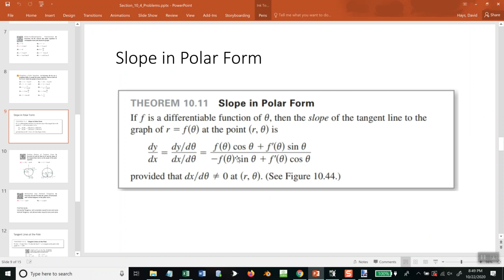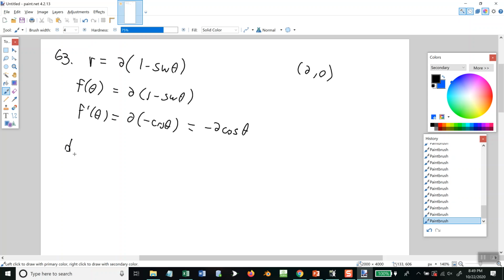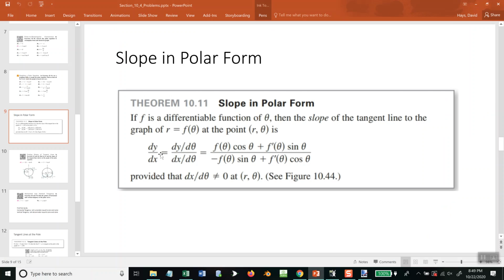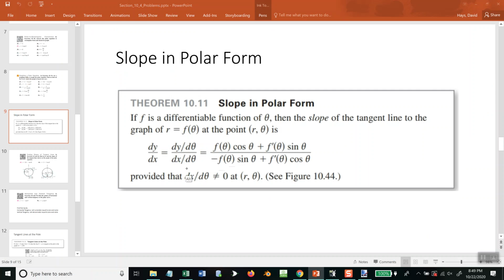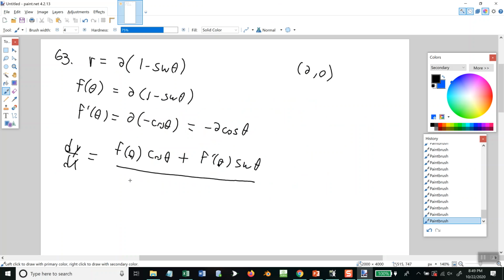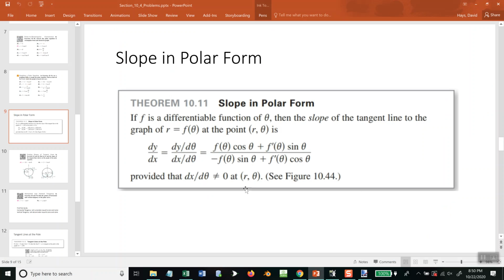Now at that point, we're ready to plug it into this formula. dy/dx is equal to f of theta cosine theta plus f prime of theta sine theta, over negative f of theta sine theta plus f prime of theta cosine theta.